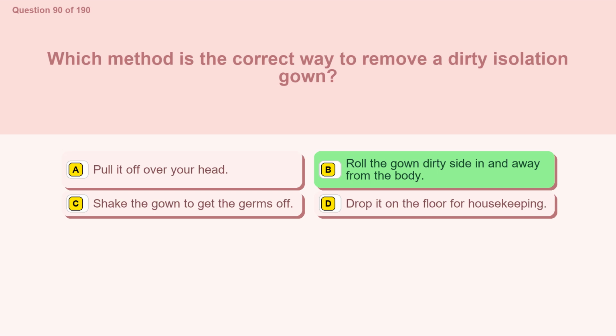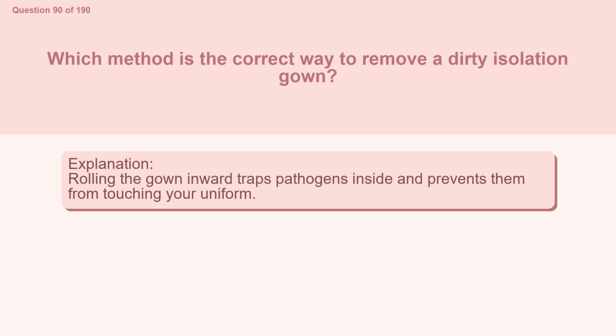The correct answer is option B. Roll the gown dirty side in and away from the body. Rolling the gown inward traps pathogens inside and prevents them from touching your uniform.